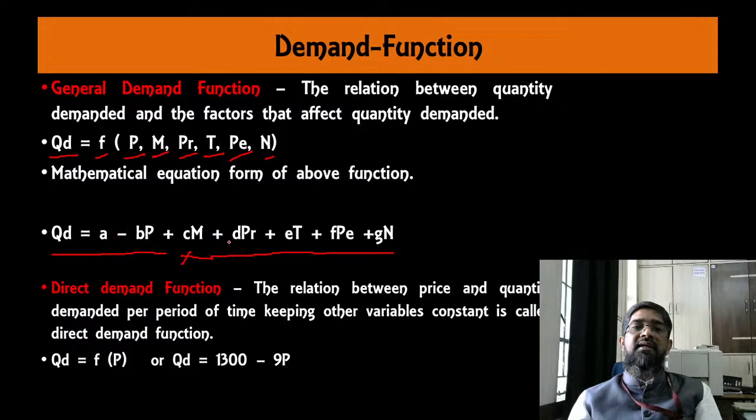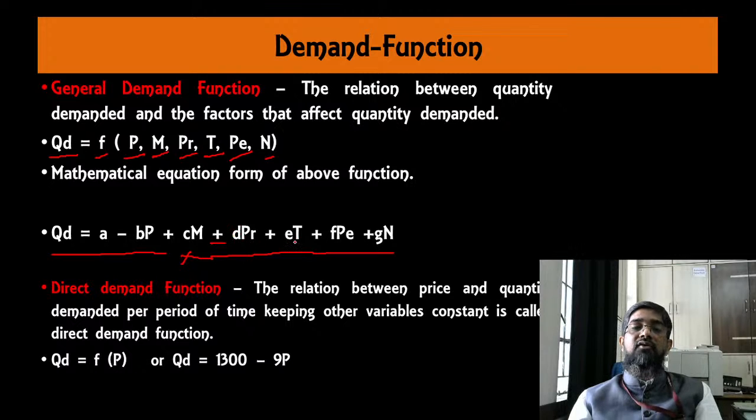The next one is this D is coefficient of price of related goods. In this case, you know, the sign will be either plus or minus both depending on the type of commodity. If commodity is substitute, it will be plus sign. If it is complementary, it will be negative sign. That we will discuss in case of determinants of demand in detail.